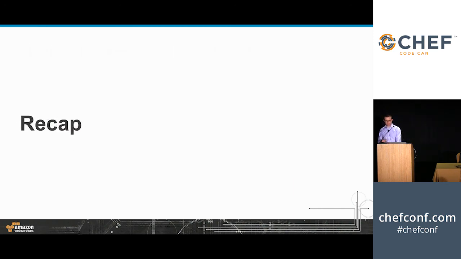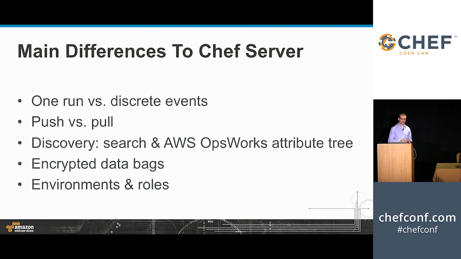So to summarize in that sense, what are the biggest differences between Chef Server and OpsWorks? One thing to remember is that there is not this one global run that you have in Chef, but in OpsWorks you have those discrete events that fire whenever something changes. That means you can have more fine-grained control if you like to. That also means that we have a push model versus a pull model, which means things are a lot faster to respond.